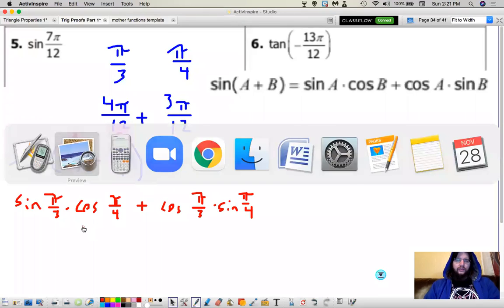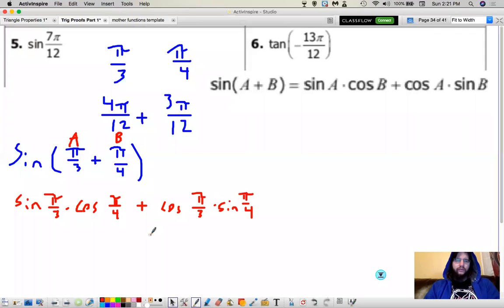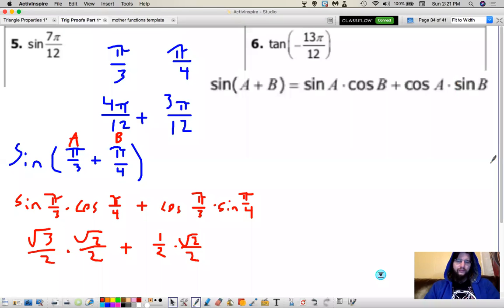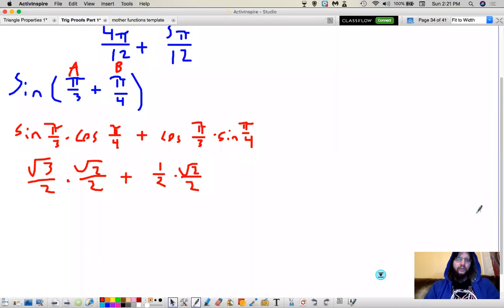Okay, unit circle. For pi over 3, sine is square root of 3 over 2. Cosine of pi over 4 is square root of 2 over 2. Cosine of pi over 3 is a half. Square root of 2 over 2. If you don't believe me: pi over 3, sine is square root of 3 over 2, cosine's a half. Pi over 4, they're both square root of 2 over 2. If we're dealing with the first quadrant, you probably already have those memorized by the time you're done with this lesson.